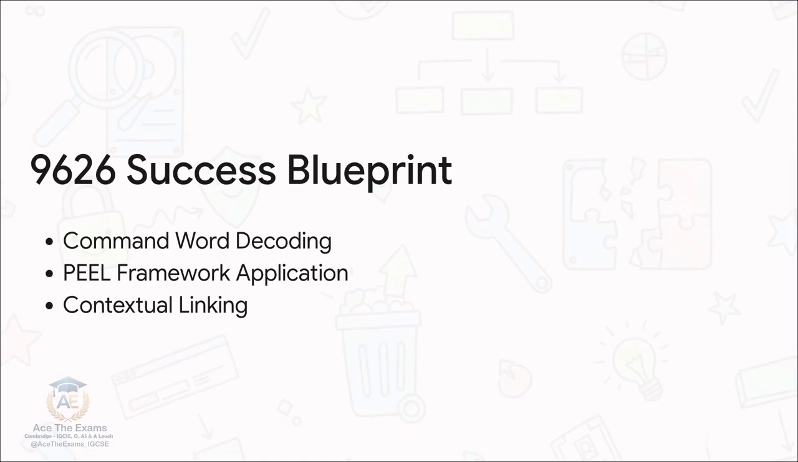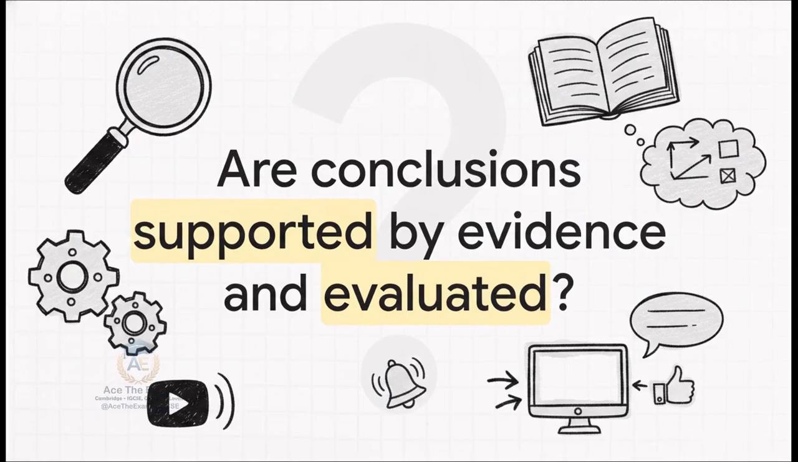You have to actively practice mapping the theoretical architecture of utility software to unfamiliar curveball contexts over and over until it just becomes second nature. I want to leave you with this final provocative thought. As you prepare for paper 2, I want you to ask yourself this one simple question. Are your conclusions supported by contextual evidence and evaluated for their limitations? Every single time you finish a practice paper, look at your answers and ask yourself that question. Did you just dump facts on the page? Or did you actually analyze the limitations and explore alternatives? Keep that framework in mind and you will absolutely crush this topic.